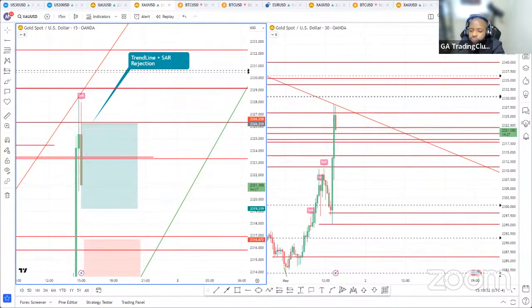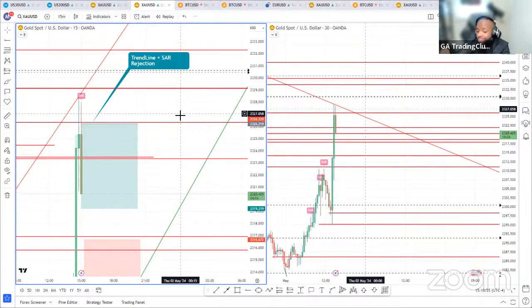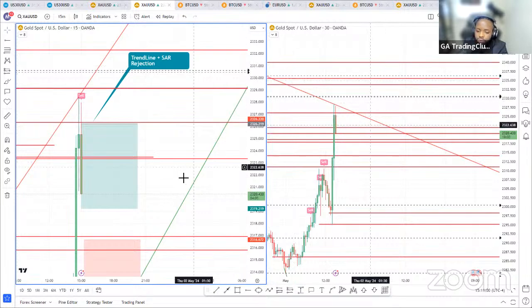Because I'm just using my standard risk, which is 0.375%. This was a trend line and SAR rejection based off of the 15-minute time frame. Knowing that I'm profitable on 15-minute and hourly timeframes, I definitely use higher risk on 15-minute and hourly setups, and especially if it's in the afternoon, because the afternoon sessions are my most profitable sessions. So we are almost at full TP for that trade.